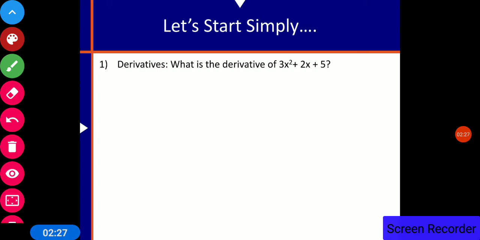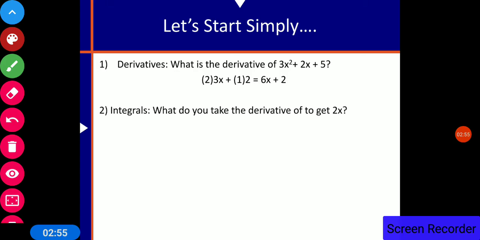Let us start simply. Derivative: what is the derivative of 3x square plus 2x plus 5? As we have discussed in the previous slide of differentiation, derivative means the dy by dx of this function. So that will be equal to 2 into 3x plus 1 into 2, and that is equal to 6x plus 2. This you have already learnt.